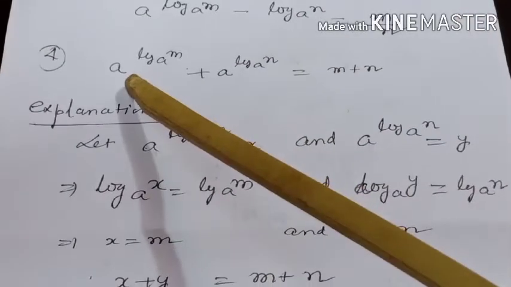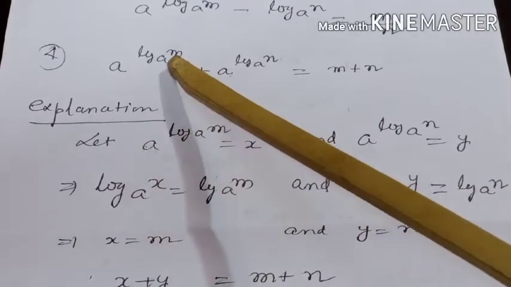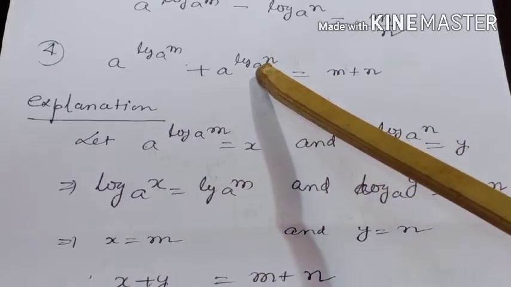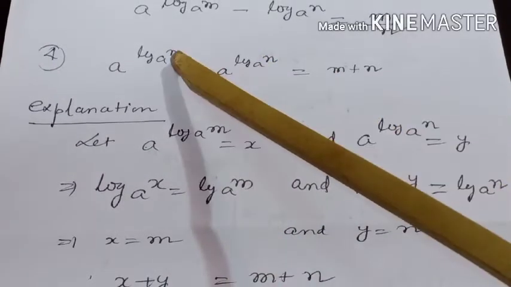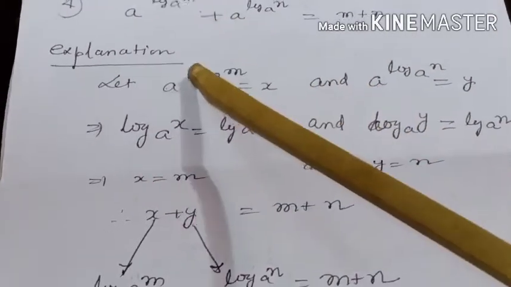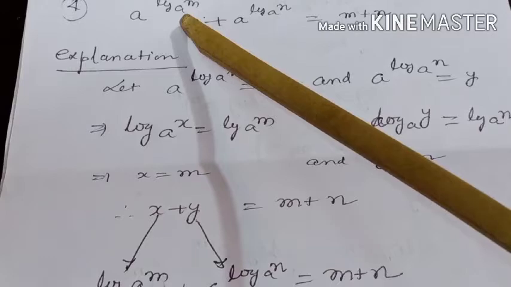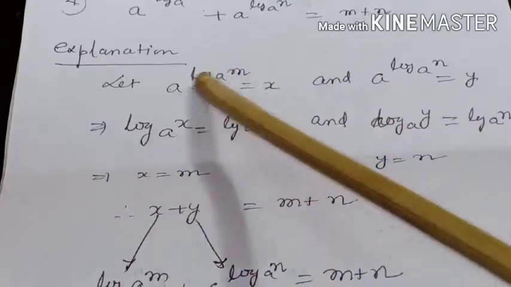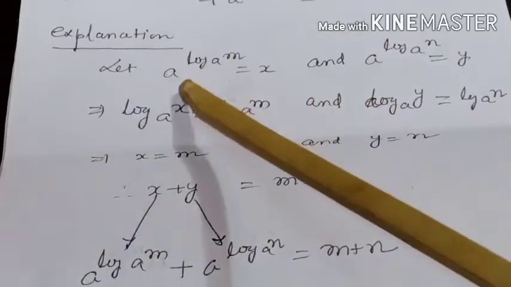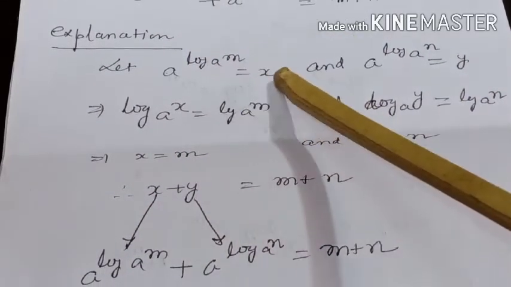We are coming to the fourth fact. It is given a to the power log m to the base a plus log n to the base a, where the power is n. Your result will be m plus n. For that I am going to give you an explanation. So we'll consider this part and this part separately. This part I am considering as x and this part I am considering as y. So a to the power log m to the base a is x.